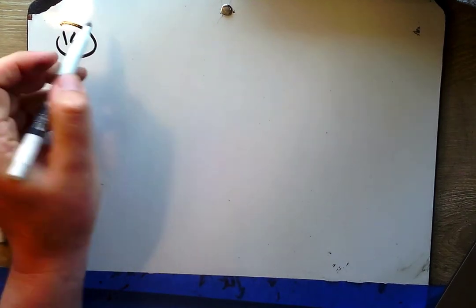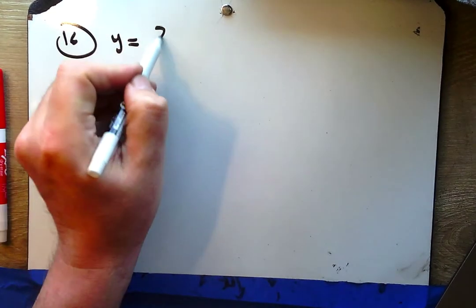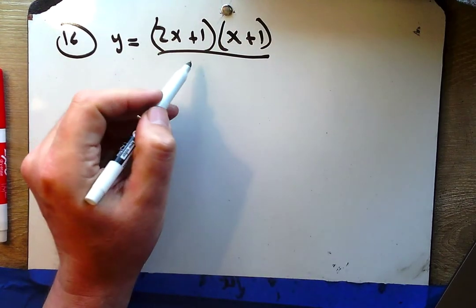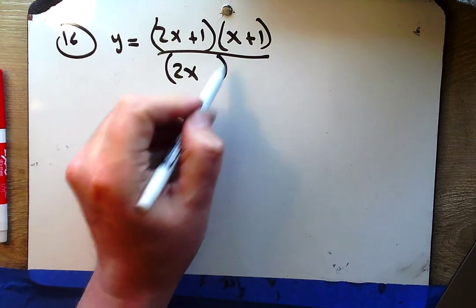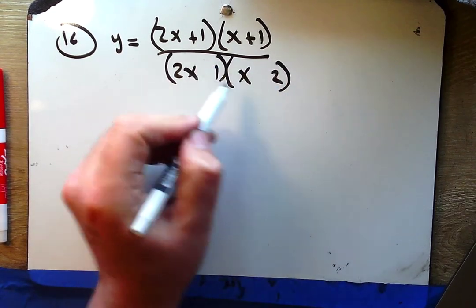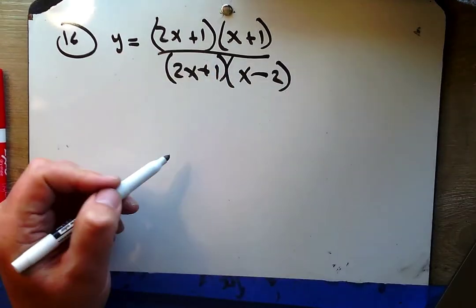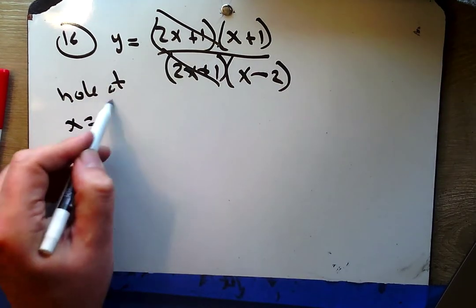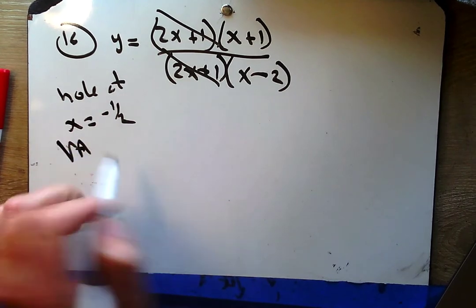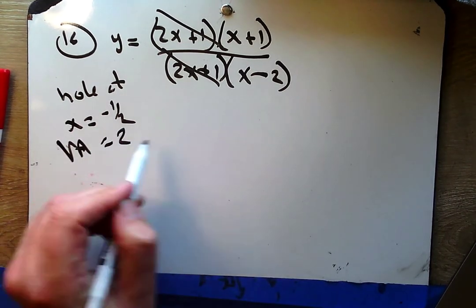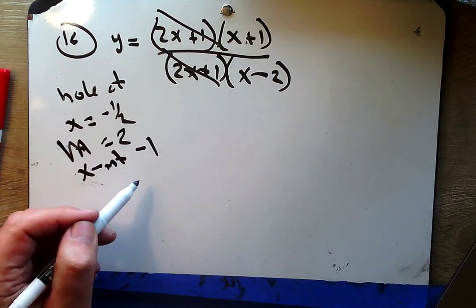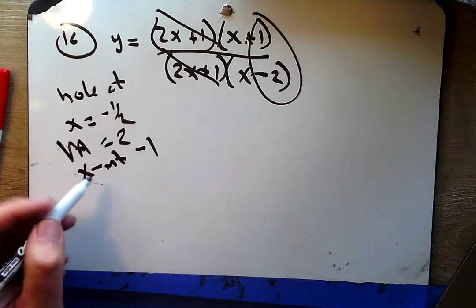16 says, do some factoring. We've got y equals (x plus 1)(x plus 1) on top. The bottom we've got (2x plus 1)(x minus 2). Ooh, there's a hole at x equals negative 1/2. There's a vertical asymptote at 2. There's an x-intercept at negative 1. And our y-intercept is negative 2.